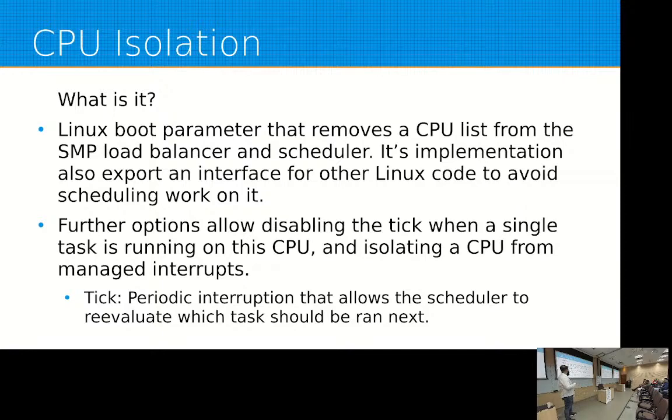There are further options on this, which you can use, like disabling the tick, which is a timer interruption to check if there are any other tasks with higher priority to run on your CPU. But the whole idea here is to focus on the CPU isolation: don't let the scheduler put any task there. I have a mesh here so it's better to understand.